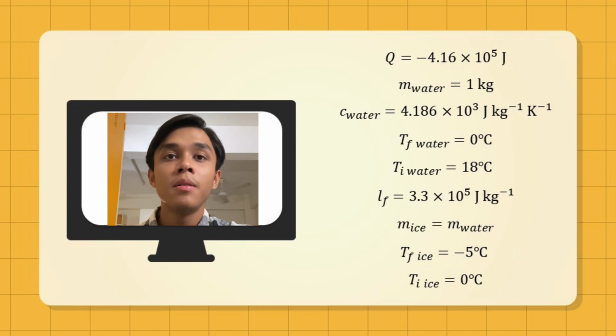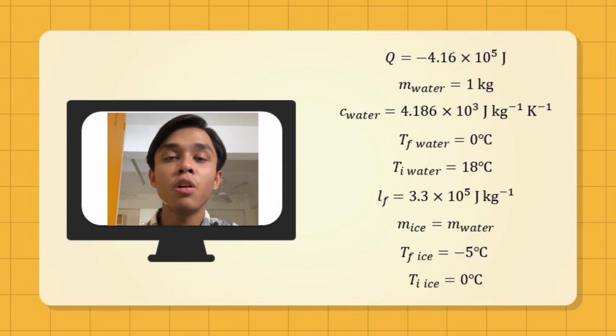in this question. Based on the question that I've read, 4.16 times 10 power of 5 joule heat energy is released from the water. The negative sign is a must to indicate that heat energy is released from the system. Hence, we get Q is equal to -4.16 times 10 power of 5 joule. Then, we are also given the mass of water, which is 1 kilogram, and the specific heat capacity of water, which is 4.186 times 10 power of 3 joule kilogram power of -1 Kelvin power of -1.